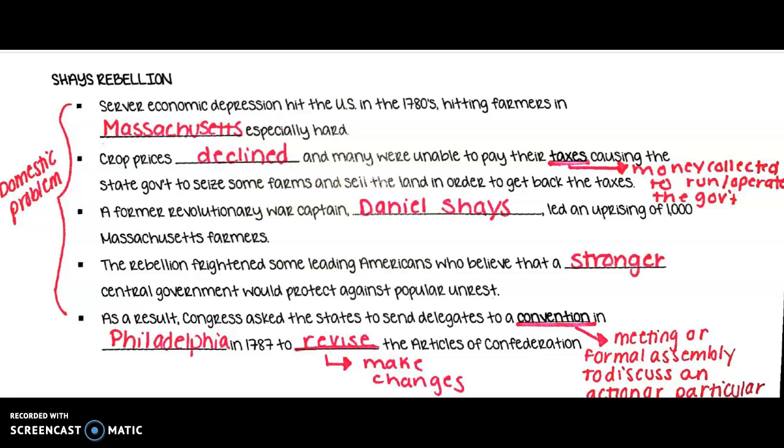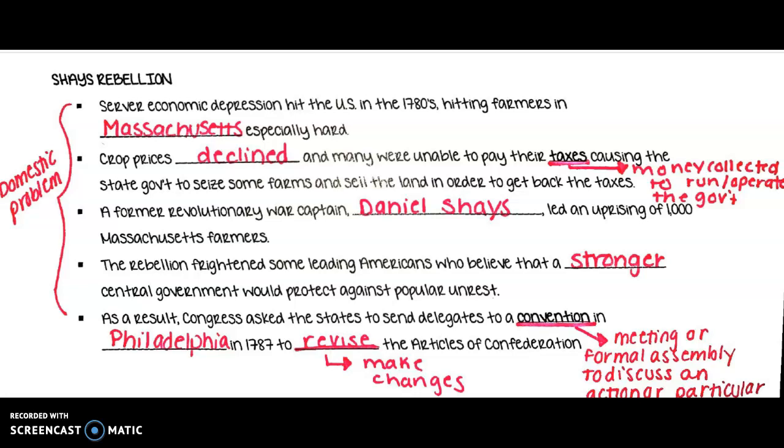The rebellion frightened some leading Americans who believed that a stronger central government would be protection against popular unrest. As a result, Congress asked the states to send delegates to a convention in Philadelphia in 1787 to revise, or make changes to, the Articles of Confederation.